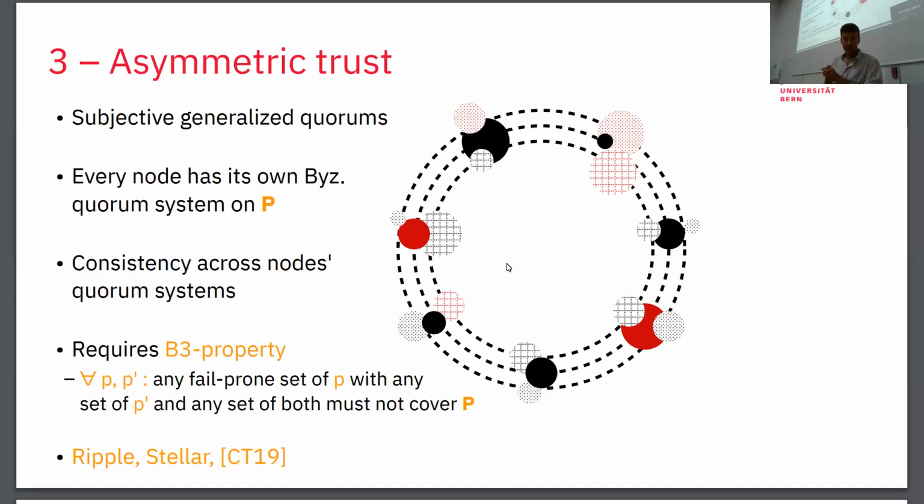I'm going to talk about this later, but basically it means one of my faulty sets, one of your faulty sets, and one of the faulty sets that we both consider to be faulty must not cover the space of all participants. This is the generalization of this no-3-sets property, and it's also the generalization of n bigger than 3f, right? Because previously we thought f nodes may fail, so 3 times f must not be n or larger.